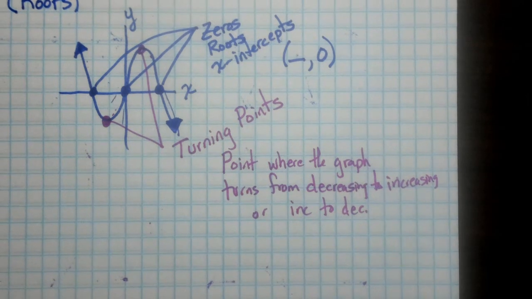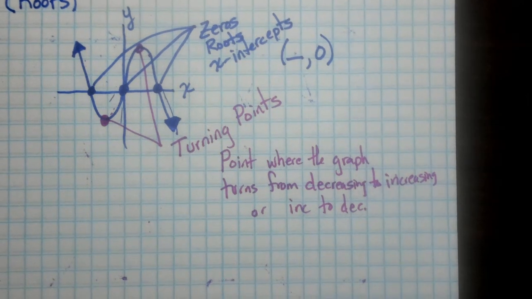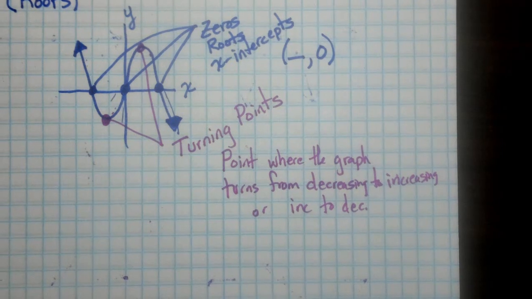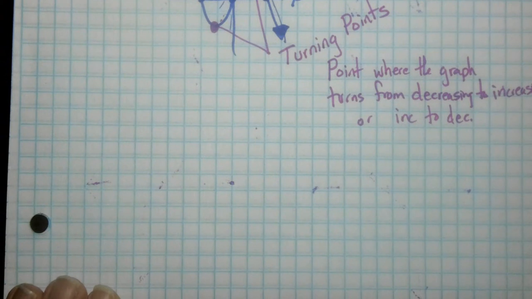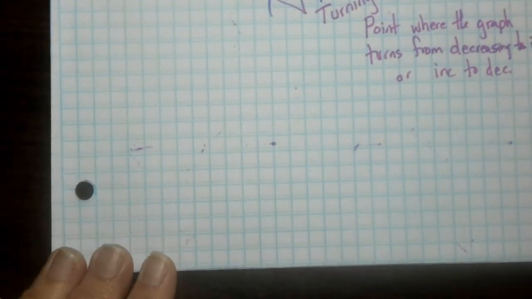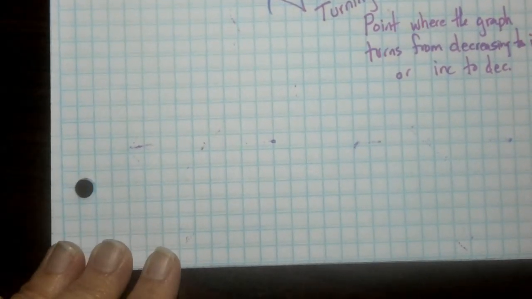All right, so next we're going to learn about a little rule here. The degree of your polynomial helps you know about your zeros and your turning points. Now, it doesn't help you know what they are, but it helps you know how many there are, right?